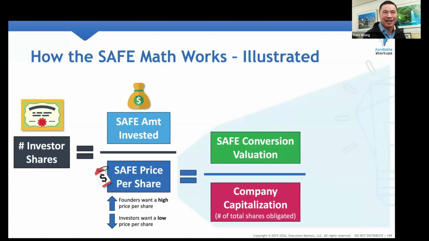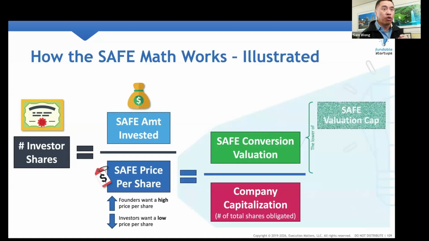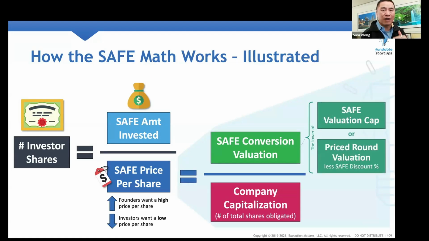Now it's getting a little complicated here. The safe conversion valuation is the lower of either the valuation cap or the priced round valuation less any discount. Okay, so the lower of the two. Right now, the most common is going to be the safe valuation cap.